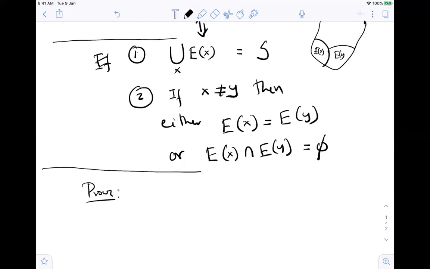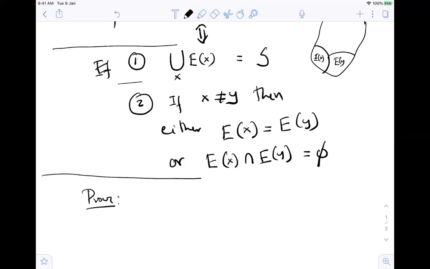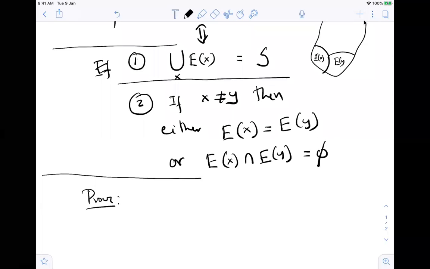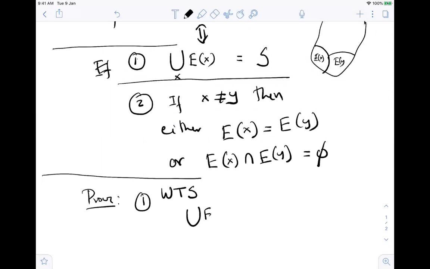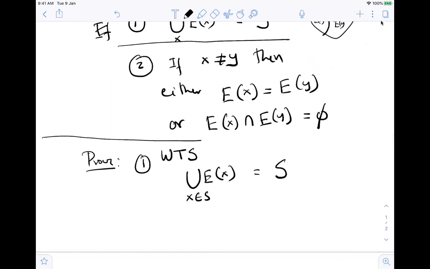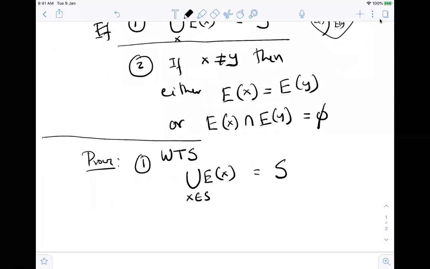First of all, let's try to prove the first statement. How do you prove the first statement? Any ideas? Can someone give me a suggestion? I want to show that the union of this is equal to S. We can show that the left hand side is a subset of the right hand side and vice versa.